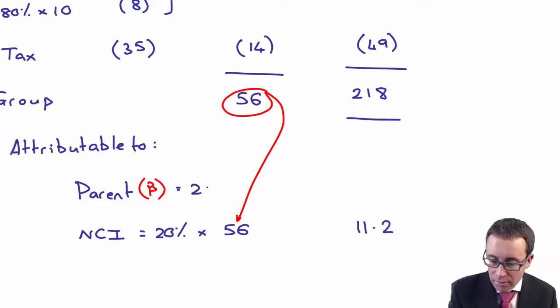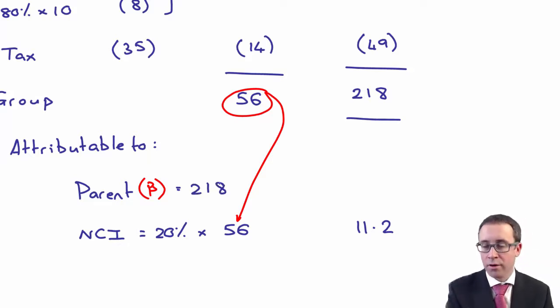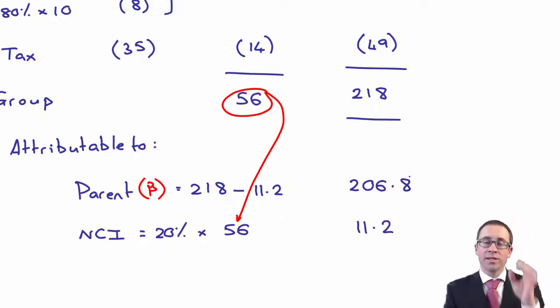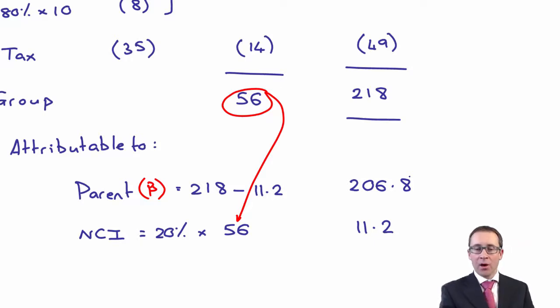To work out the amount attributable to the parent, we take the group profits for the year of 218. We deduct 11.2. And that gives me 206.8. Okay. Wow. Okay, a lot going on there.